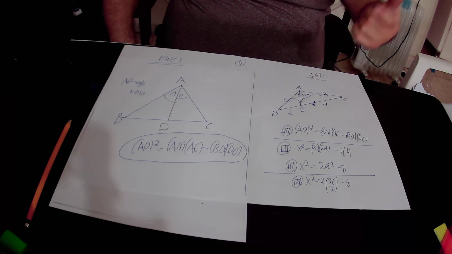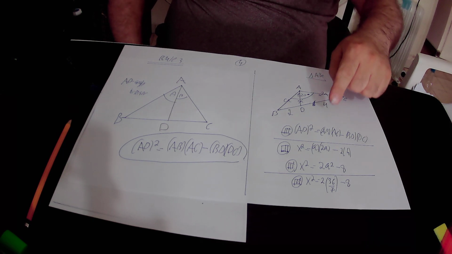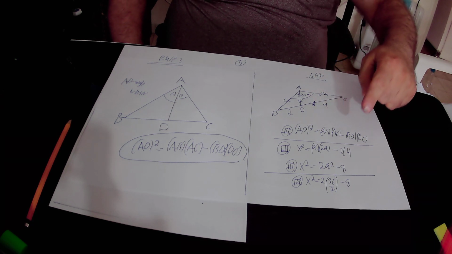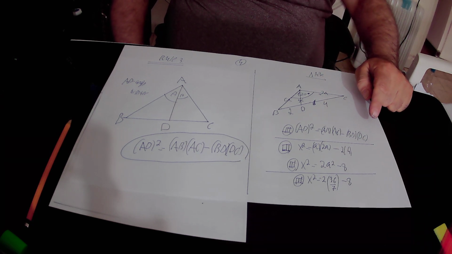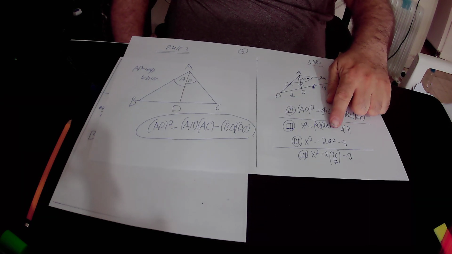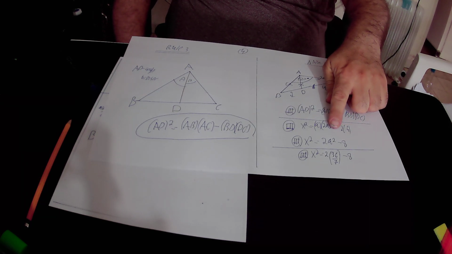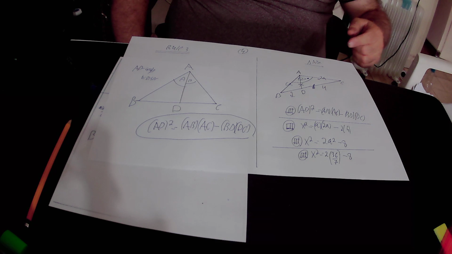AD equals x according to what is given in the question, so AD squared is x squared. AB equals A, AC equals 2A, DB equals 2, DC equals 4. So here x squared equals A times 2A, which is 2A squared, minus 2 times 4, which is minus 8. So x squared equals 2A squared minus 8, but A squared equals 36 over 7, so we substituted A squared by 36 over 7.